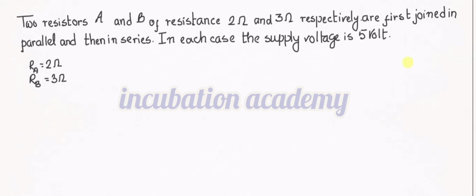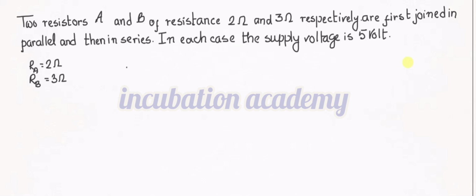They are first joined in parallel and then in series. In each case the supply voltage is 5 volts. So what we have to find is the current through each resistor and the potential drop across each. Okay, so let us at first join these two resistances in series.